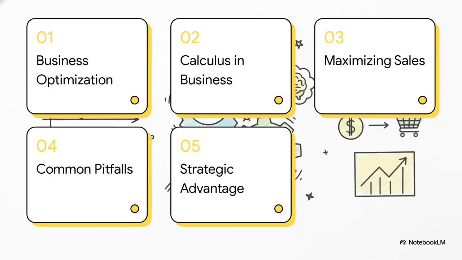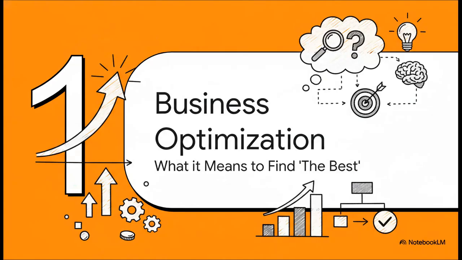Okay, so here's our roadmap for today. We're going to start by getting a really clear definition of what business optimization even means. Then we'll introduce our main tool for the day, calculus. After that, we'll roll up our sleeves and put it all to work in a real-world case study on maximizing sales. And this next part is super important. We'll talk about the common mistakes and pitfalls to avoid. Finally, we'll wrap up by looking at why this skill gives you a massive strategic advantage in your career. Let's dive right into our first section, business optimization.